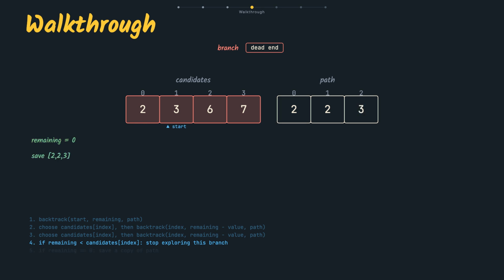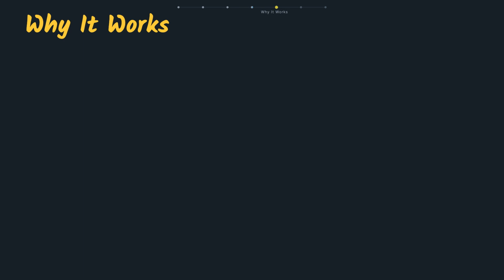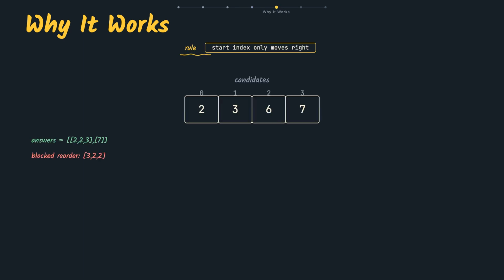Back up one step. From 2, 2, move right to 3. Now remaining becomes 0, so we found 2, 2, 3. Back at the top, we eventually try 7 directly. Remaining becomes 0 again, so 7 is our second answer. Notice what changed. We still explore possibilities, but the start position prevents reordered duplicates before they even appear.